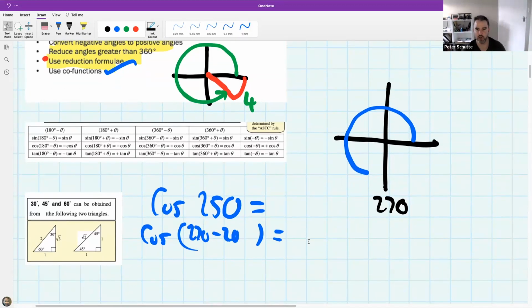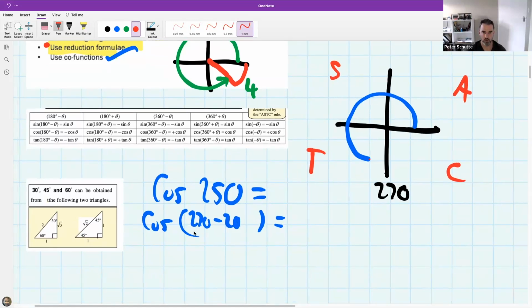What do you guys think? Is cos positive or is it negative in this quadrant? Because 250 doesn't get past this line. Is cos going to be positive or negative? It's going to be negative. Yes.